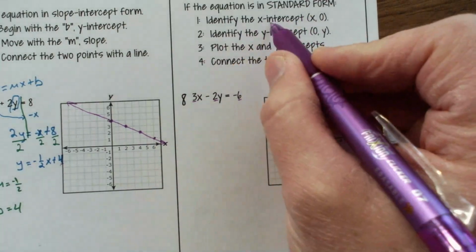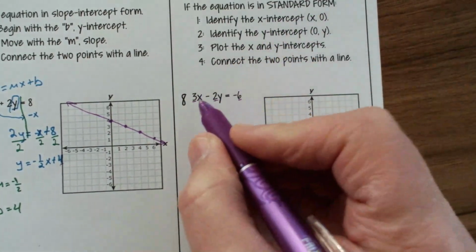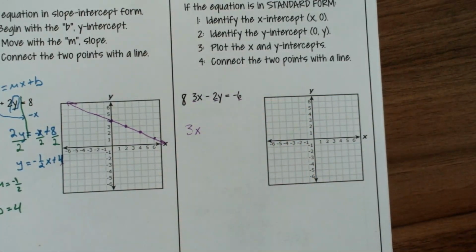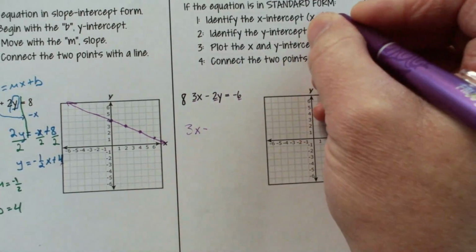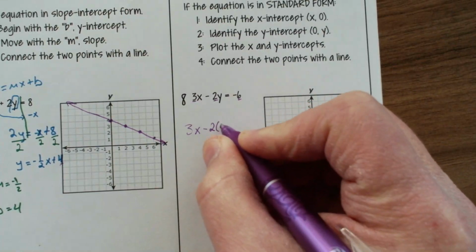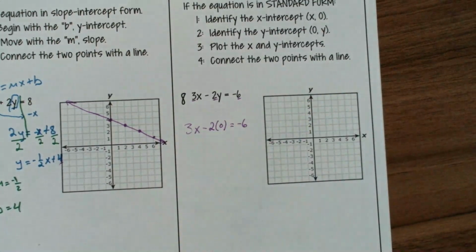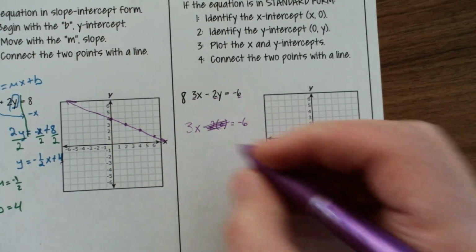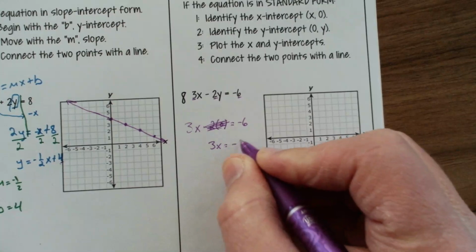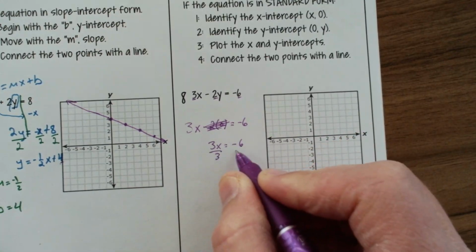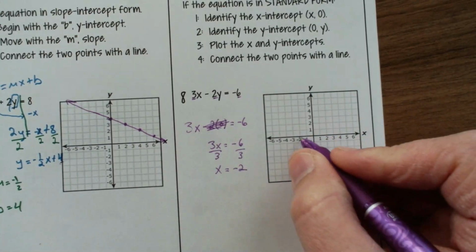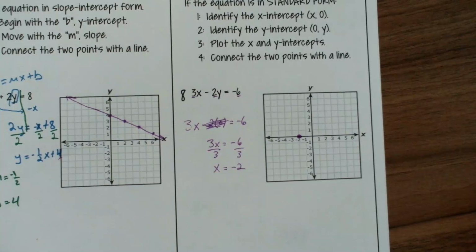So let's start with finding the x-intercept. Remember, whenever we're looking for the x-intercept, the x is going to be some sort of value, but the y is going to be 0. So I substitute 0 in for y. Negative 2 times 0 is 0, it goes away, and I'm left with 3x equals negative 6. I divide by 3. x equals negative 2. So my x-intercept is negative 2.